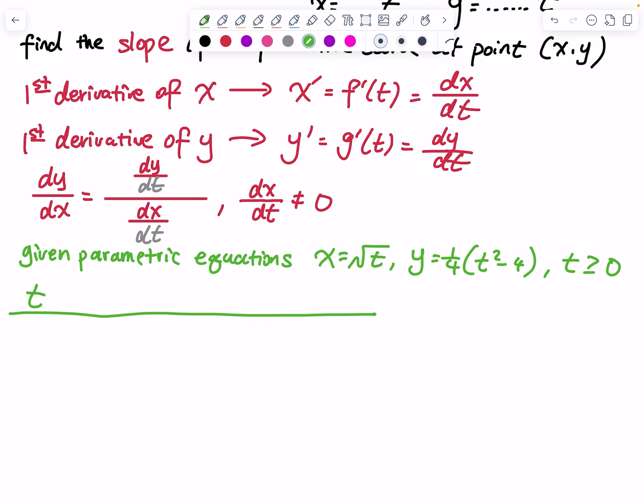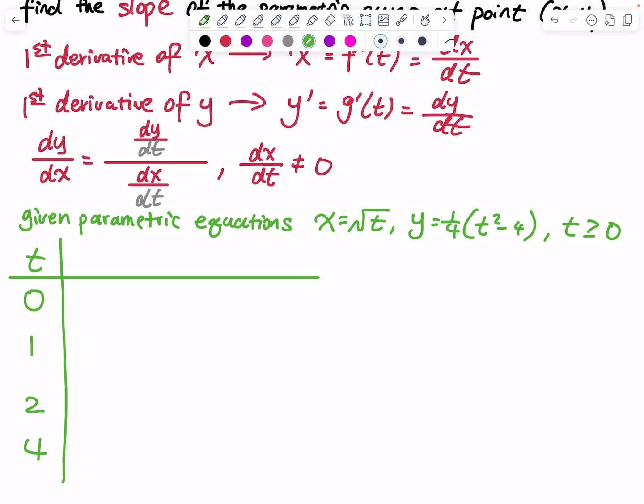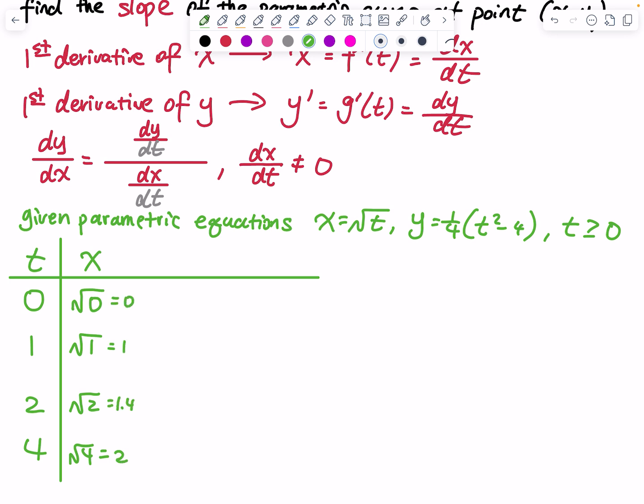I'm going to build a table. That line should be long enough. We have t equal to 0, 1, 2, and 4. And then we draw a line and have x, which is just the square root of 0, square root of 1, square root of 2, and square root of 4. This is equal to 2, this is 1, this is 0, and this is around 1.4. I just round.